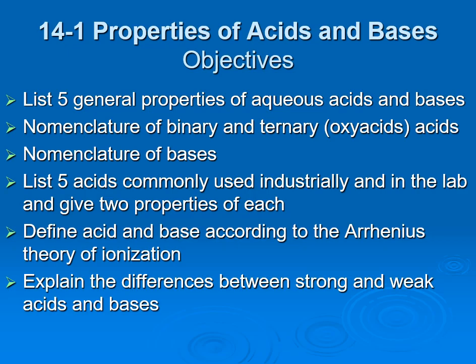Okay, in 14.1, here are your objectives. I don't see a star beside any of these objectives, and so they come right out of your book. Understanding 5 general properties of aqueous acids and bases, meaning dissolved in water. You should already know the nomenclature of binary and ternary acids. You should know the nomenclature of bases. You should be able, after reading the chapter, to list 5 common acids used in industry. And you should be able to define the terms acid and base according to a leading theorist named Arrhenius, and also understand and explain the difference between strong and weak acids and strong and weak bases.